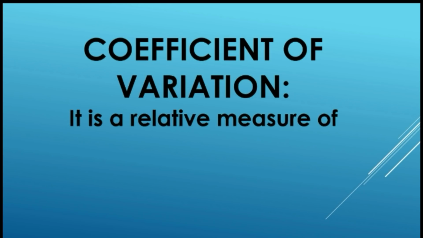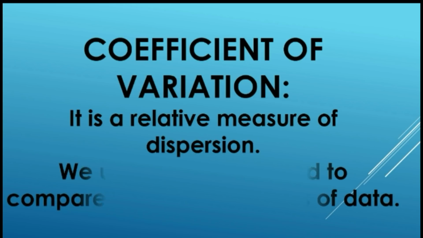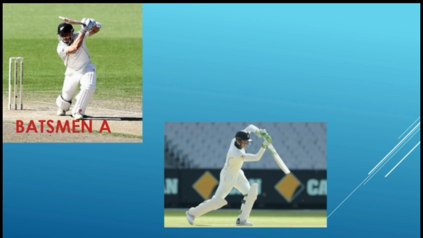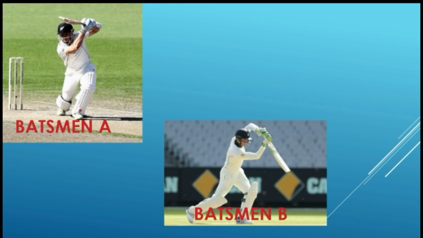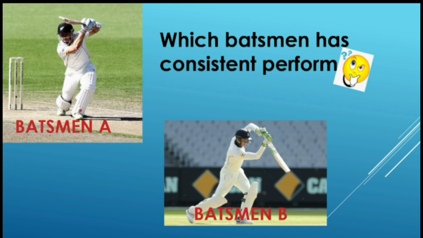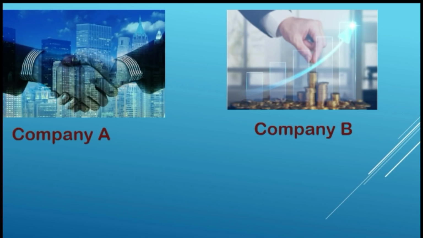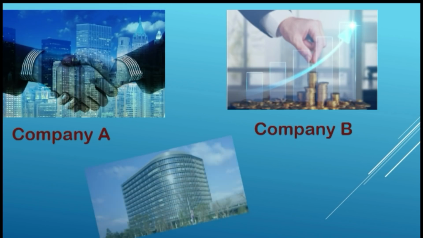Coefficient of variation, which is a relative measure of dispersion. Students, it is used when we need to compare two different kinds of data. For example, let's say we have two different batsmen, A and batsman B. How do we decide which batsman is the consistent performer? Definitely, it is a difficult question to answer. Similarly, if a person wants to invest his money and he has a choice of three different companies, company A, company B and company C.